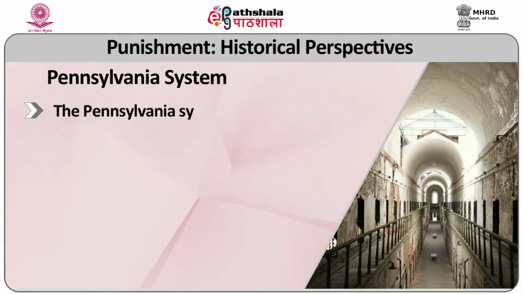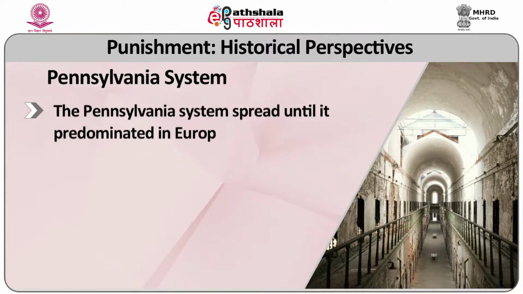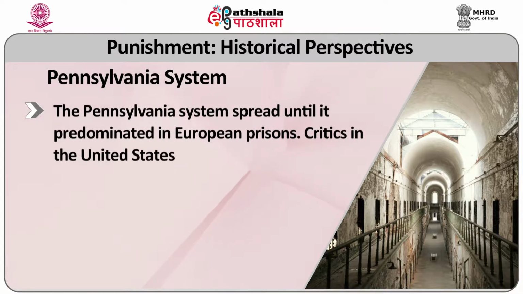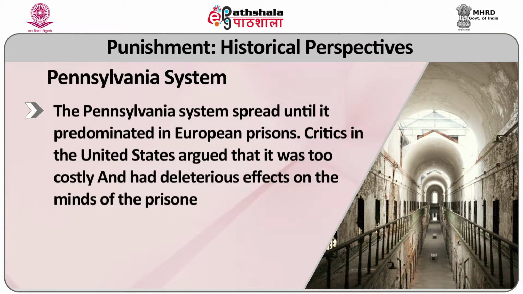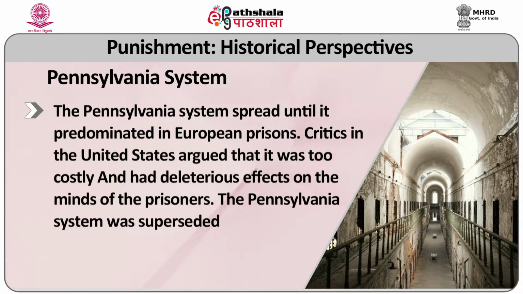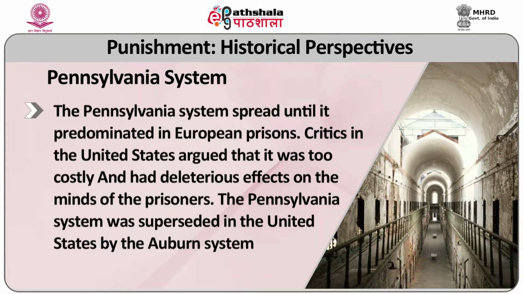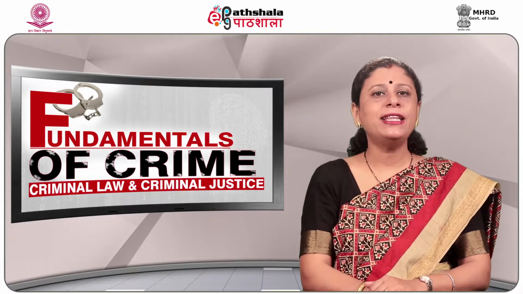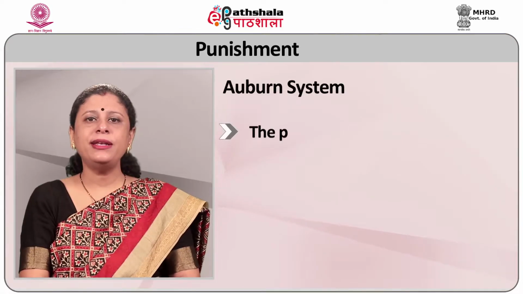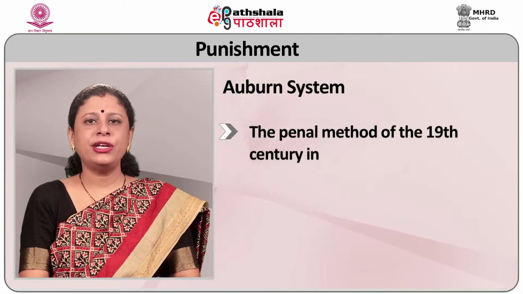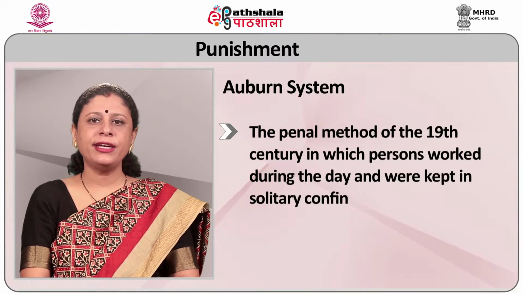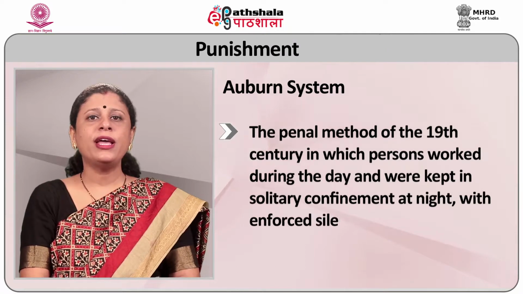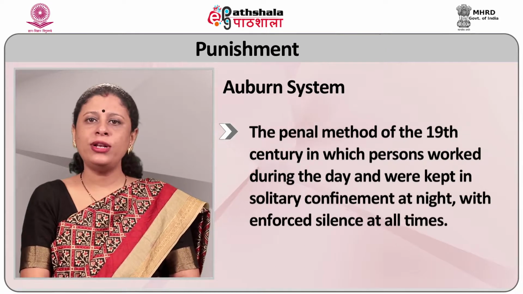The Pennsylvania system spread until it predominated in European prisons. Critics in the United States argued that it was too costly and had deleterious effects on the minds of the prisoners. The Pennsylvania system was superseded in the United States by the Auburn system. Now, to highlight the Auburn system, these were the penal methods of the 19th century in which persons worked during the day and were kept in solitary confinement at night, with enforced silence at all times.